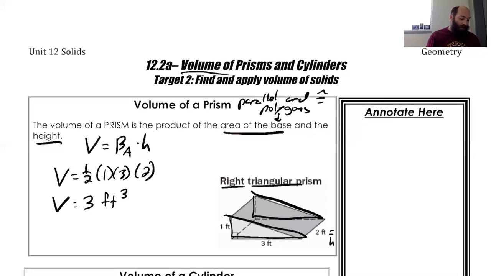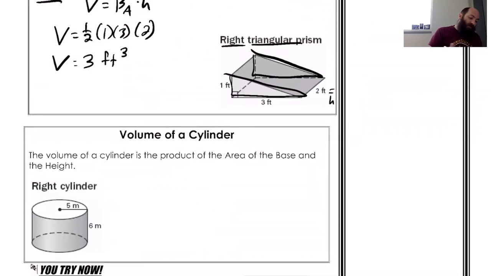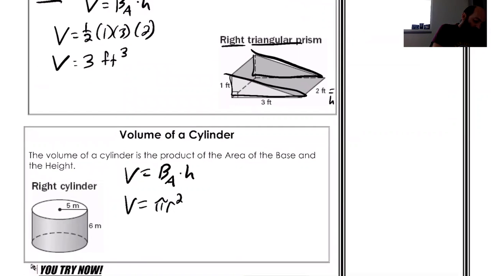All right. Volume of a cylinder is actually the same exact formula. The volume of a cylinder is the product of the area of the base and the height. So again, I'm going to do area of the base times the height. But just like we did before, the area of the base is special because it's a circle. So it's pi r squared times the height. That's my slight modification I can do to the formula.